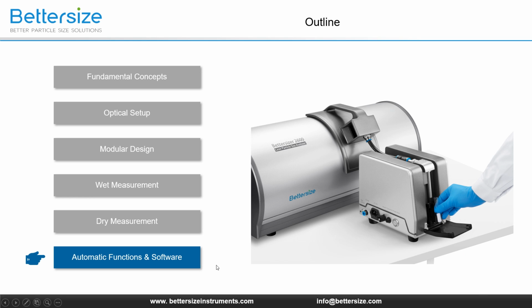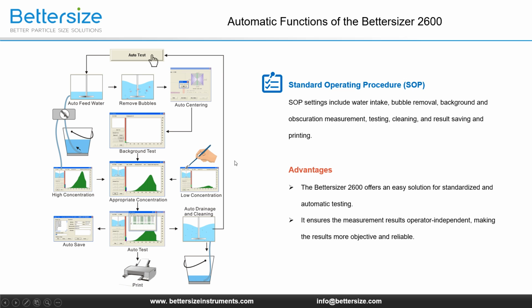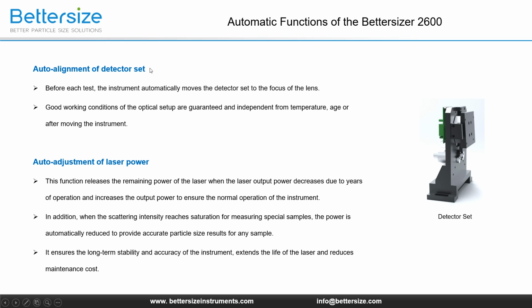The last section is the automatic functions and software. One of the automatic functions is SOP, Standard Operating Procedure. SOP is available in the Bettersizer 2600 to facilitate automated and standardized measurements, achieving operation with only one click in the software. Moreover, it reduces operators' workload, minimizes the errors caused by operators, and improves the accuracy and repeatability of measurement results. Auto-alignment of detector set.